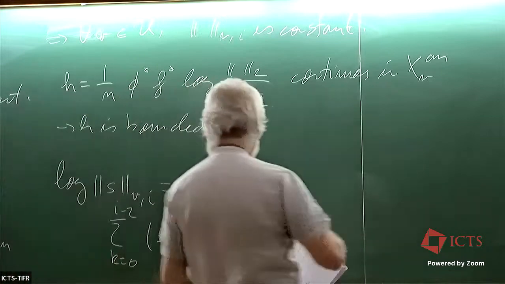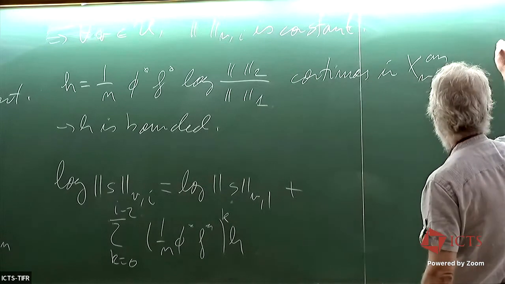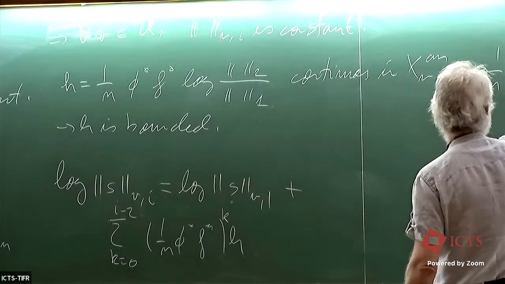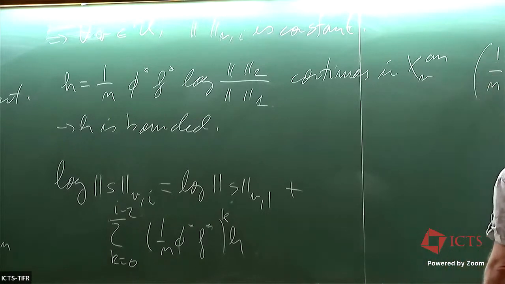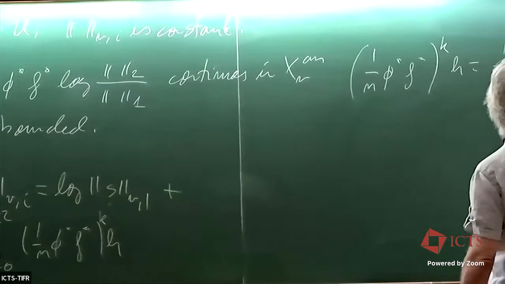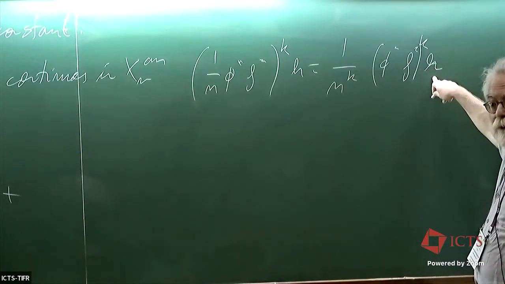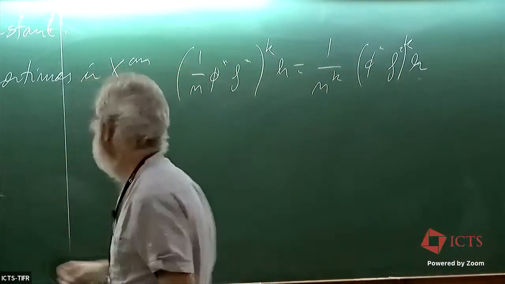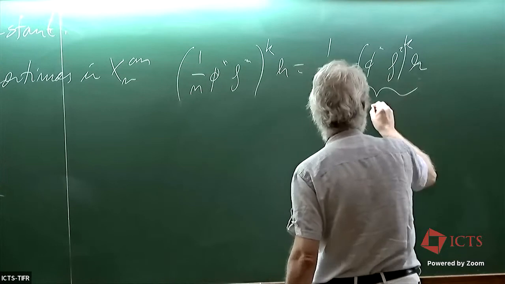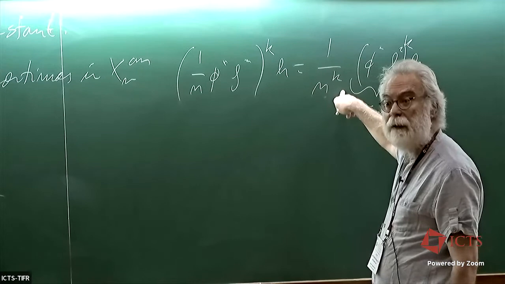Okay, now the point is that if we look at one of these terms, 1 over n to the k, phi upper star f upper star to the power k of h, this is just 1 over n to the k times phi upper star f upper star to the k of h. But now h is a bounded function. When you pull back a function, it can be at most as big as the original function. So this is bounded by the supremum of h. And this is a geometric series with n bigger than one, so this converges.